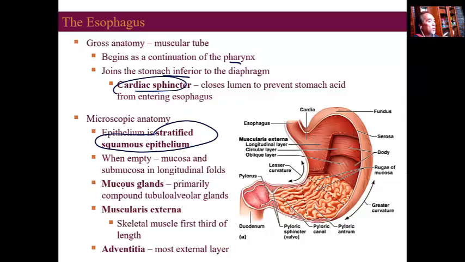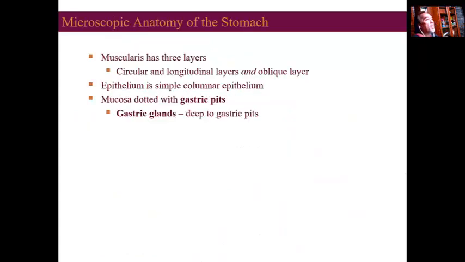There are mucus glands in the esophagus, and there's muscle that wraps around the esophagus. The first third of that muscle is made out of skeletal muscle, which is under voluntary control. The outside covering is called the external layer, adventitia. And that's for the esophagus. So in regards to the stomach, there are 3 layers of muscle, like I said: circular, longitudinal, and oblique.